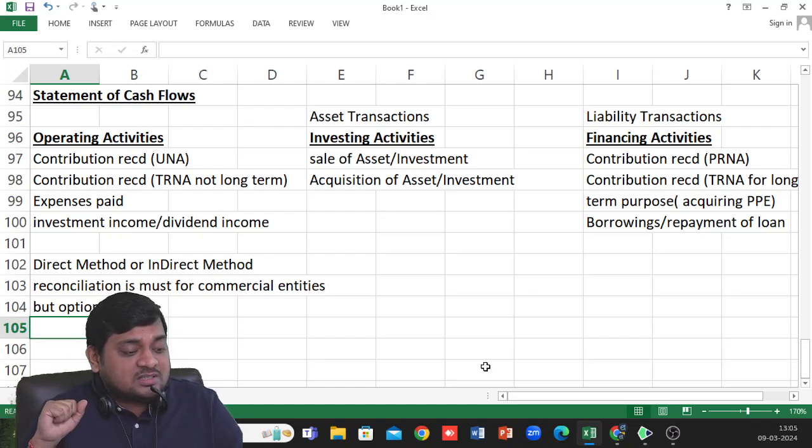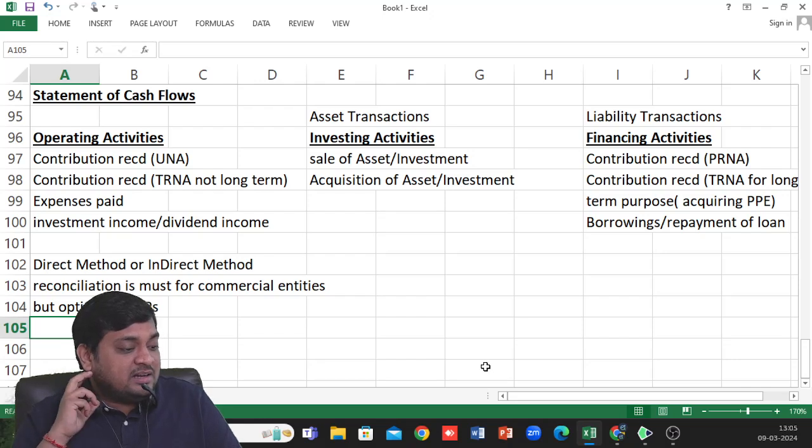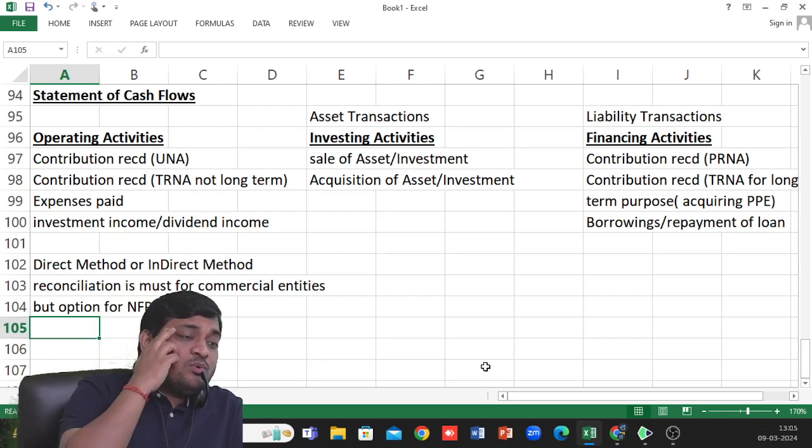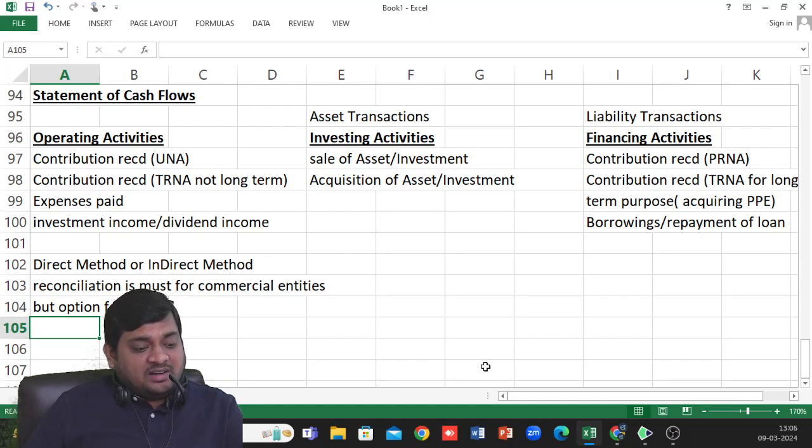Further we'll also discuss some endowment funds, like for PRNAs, it is an endowment fund. And we will also discuss a few items for colleges, universities and educational institutes, how they prepare their statement of activities and all. Okay, so thank you so much.